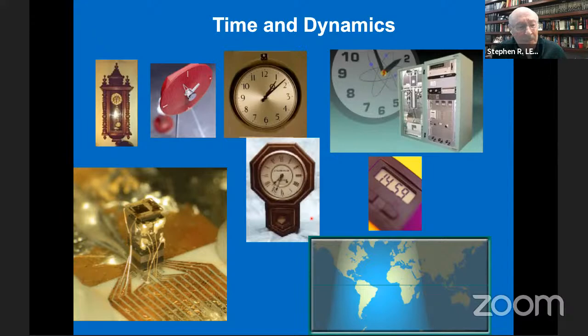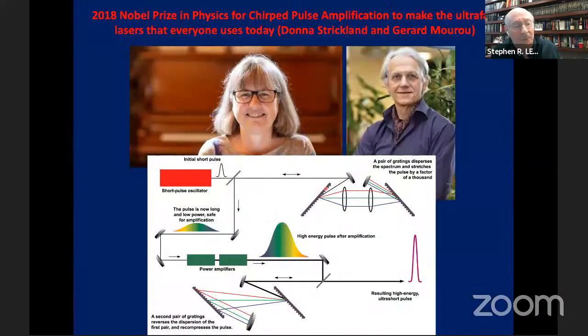And what a lot of people might not realize is that in molecules and atoms, there's also a whole lot of little clocks happening, the periods of frequencies of vibration or rotation or electronic transitions. And so these are keeping time for us in a lot of different ways.